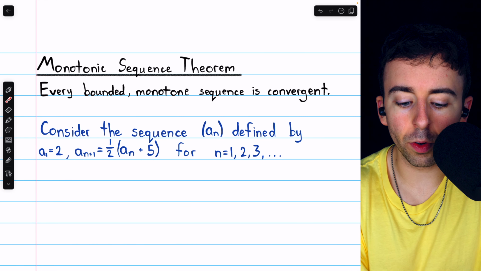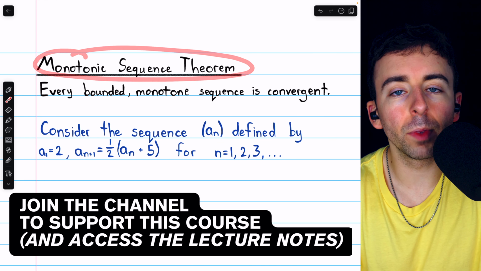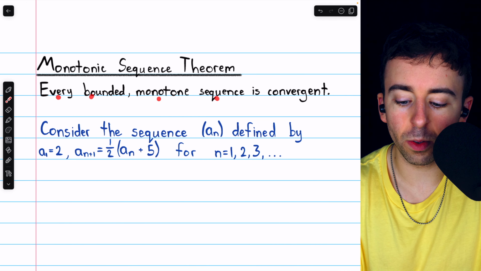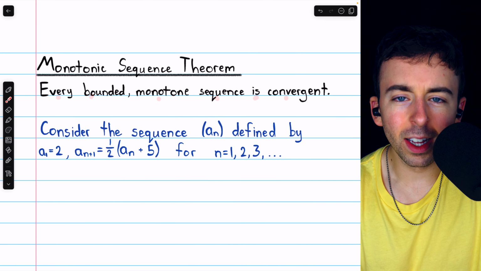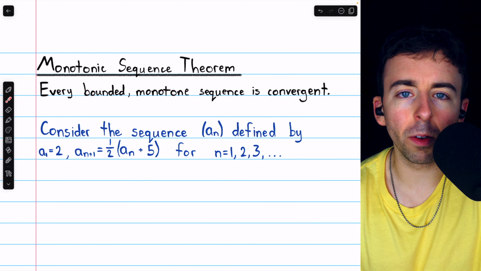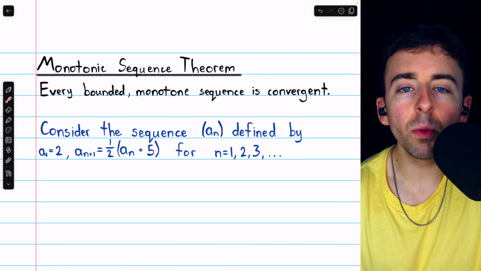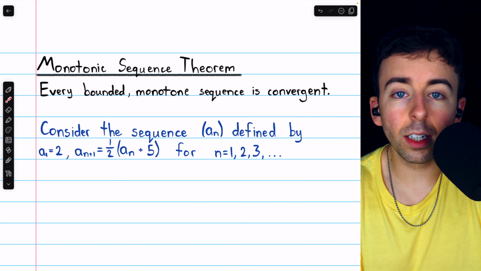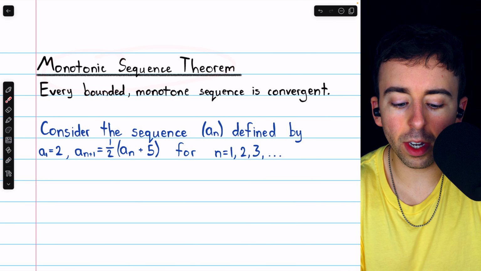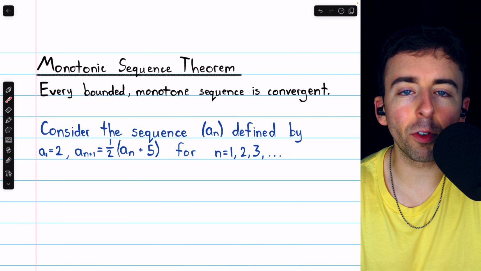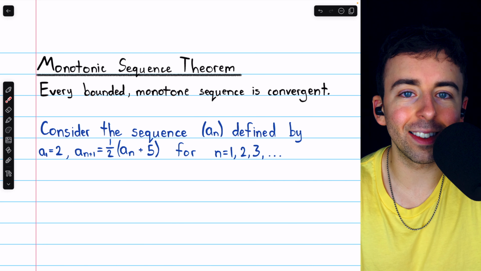We previously proved the monotonic sequence theorem, link in the description. This theorem states that every bounded monotone sequence is convergent. This is a particularly useful theorem because it gives us a way to establish that a sequence is convergent without even knowing its limit. Today, we'll use this theorem to show that a recursively defined sequence is convergent, and then with that information, we'll be able to find its limit.